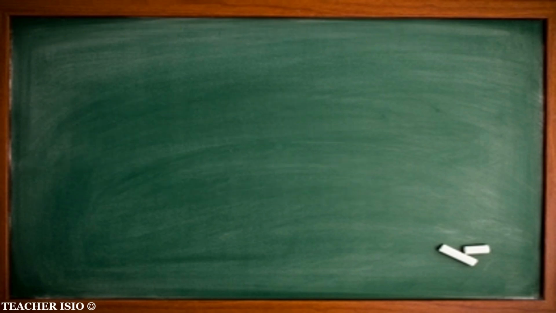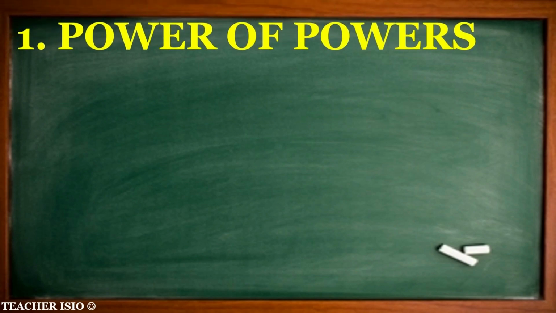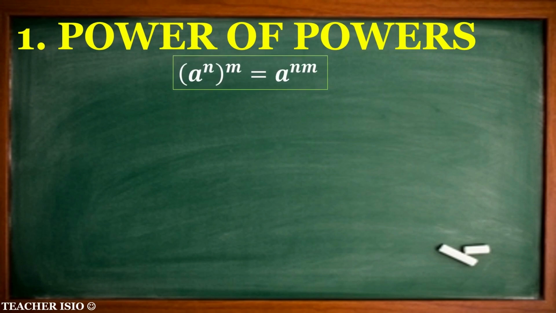So now let's have the first law, which is power of powers. So if we have given a to the power of n raised to m, it is equal to a raised to the product of n and m. So which means, when it comes to this law, ang ibig sabihin niyan, you're going to multiply the exponent. So let's have example.